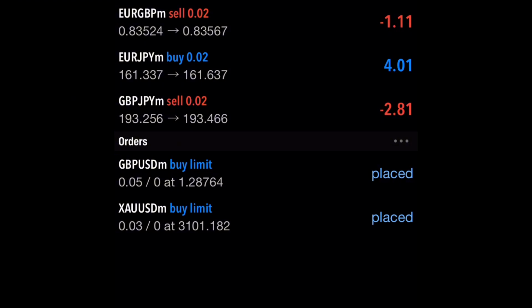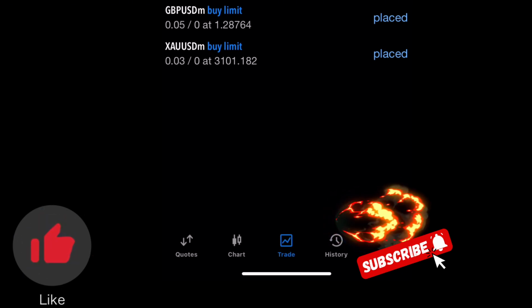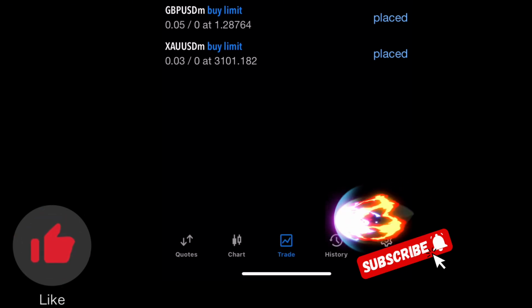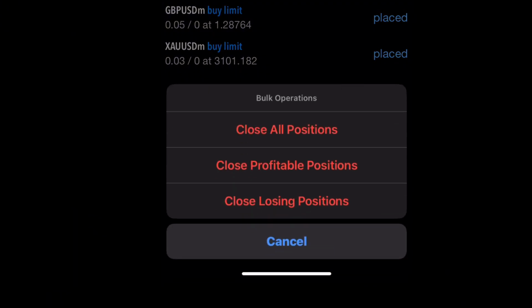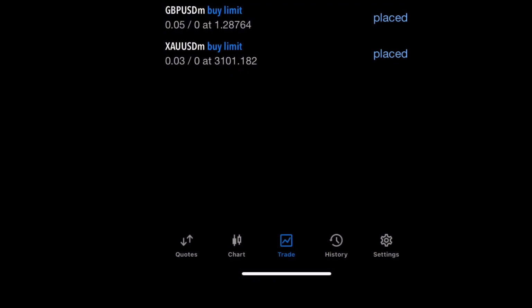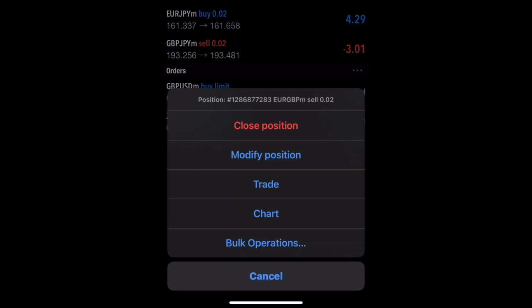So some of the importance of this MT5 is that whenever you have a lot of positions, with just a single click you can close your position, which is click on this three dots right here. So you see close all position, close profit position, close losing position. You have this like this. But on your MT4, this feature is not there, because you can't close it. You have to close it manually, one after the other.